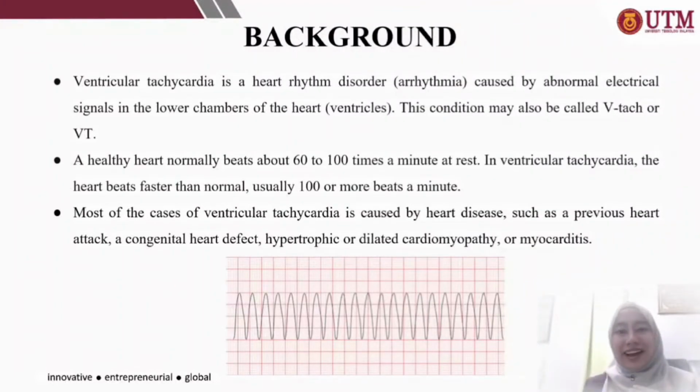Then, ventricular tachycardia is a heart rhythm disorder caused by abnormal electrical signals in the lower chamber of the heart. This condition may be called VTAC or VT. As we know, a healthy heart normally beats about 60 to 100 BPM. In ventricular tachycardia, the heart beats faster than normal, usually about 100 or more BPM. Most cases of ventricular tachycardia are caused by heart disease itself. This is an ECG graph for people who have ventricular tachycardia.